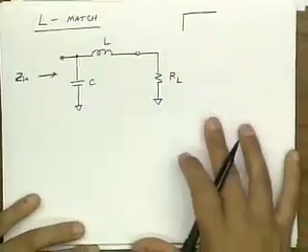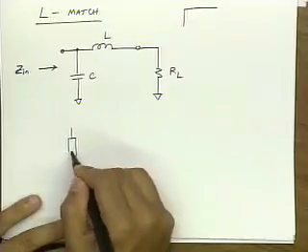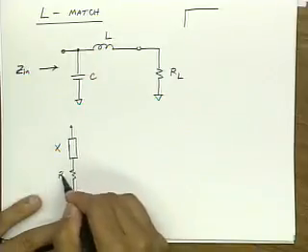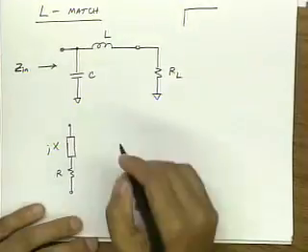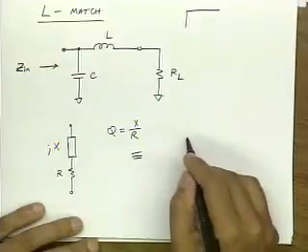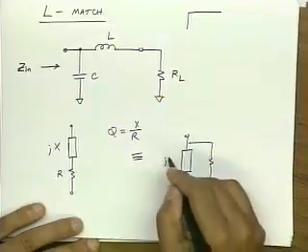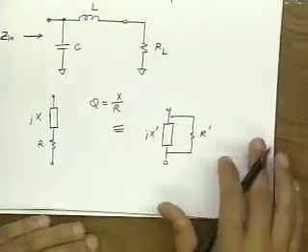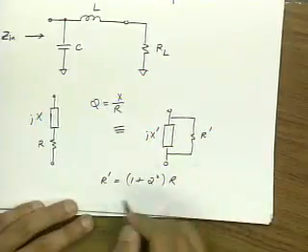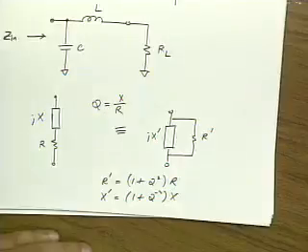And I'm going to make use of a transformation I introduced last lecture. Remember last lecture we saw that at any given particular frequency, if we have an X and an R, let's call this jX and an R, and we can define the series Q as X over R, then this is equivalent to jX prime and R prime, and we found that R prime is (1 plus Q squared) times R, and X prime is (1 plus Q to the minus 2) times X.